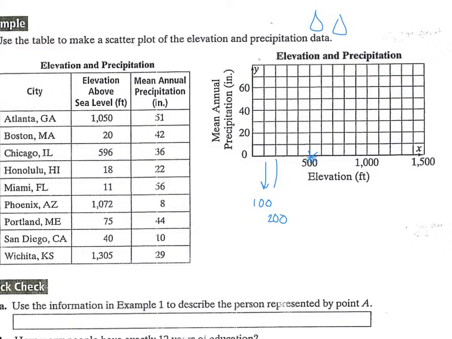Now over here, we're going up from 0 to 20, and there are 2 spots. So this has to be 10, this has to be 30, this has to be 50. Now we're going to take each one of these points and plot them. Plot them means to graph it. The first point, the elevation is 1,050. The precipitation is 51. So 600, 700, 800, 900, 1,000. This is 1,100 right here, so it's going to be halfway in between. I'm going to go over 1,050 and up 51. So that one's done.